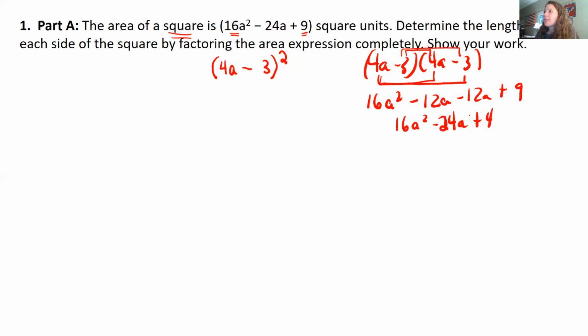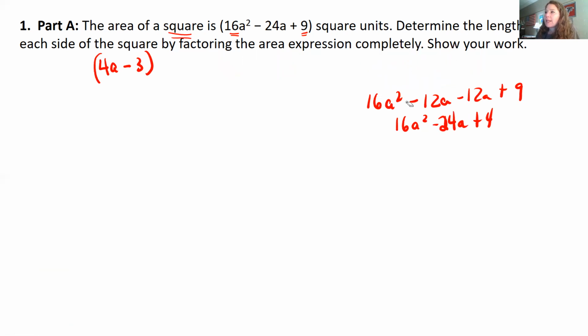Yep. All right, so the question is, what is the length of each side? The length of each side is 4a minus 3, which makes sense because squares have all the sides the same length, right? All right, let's look at the next question.